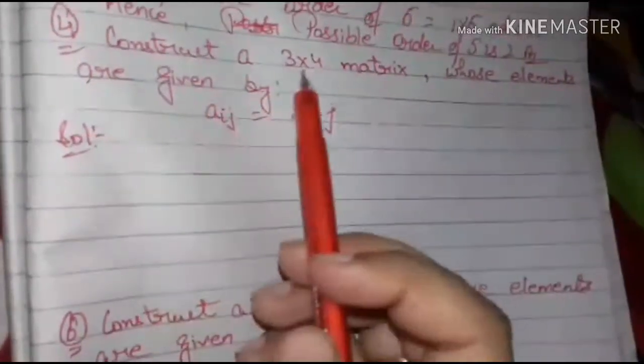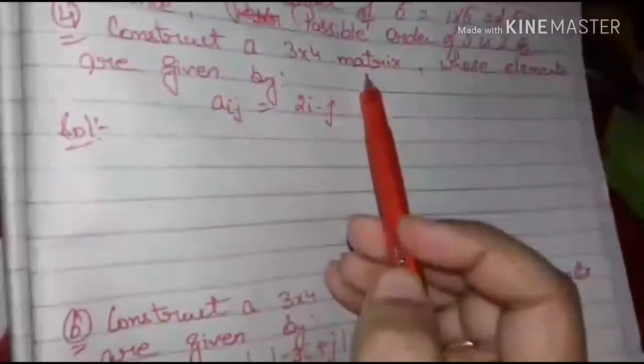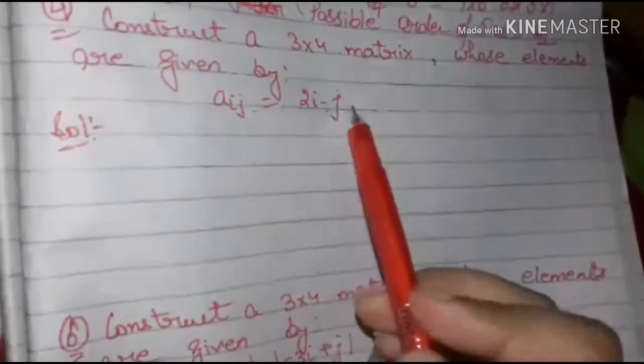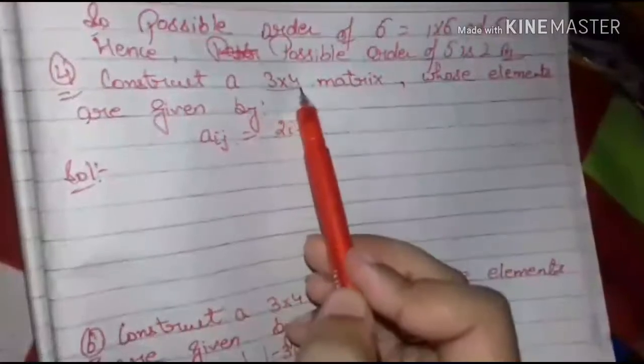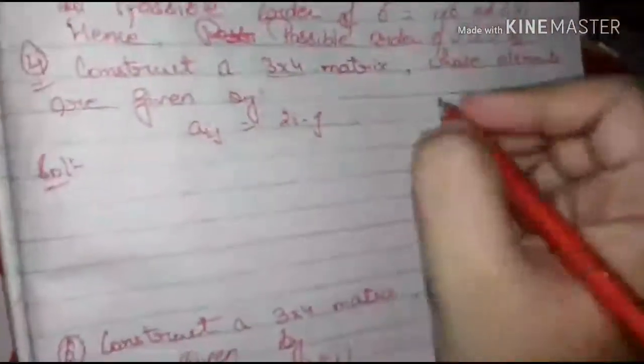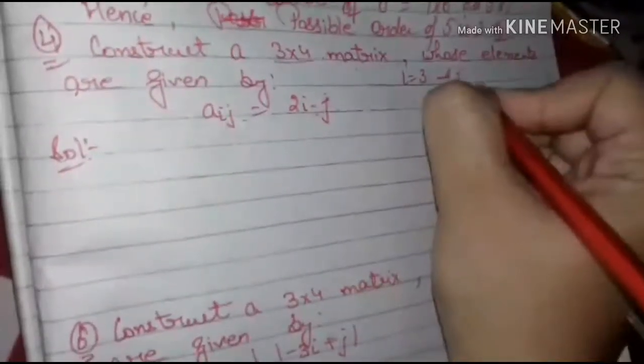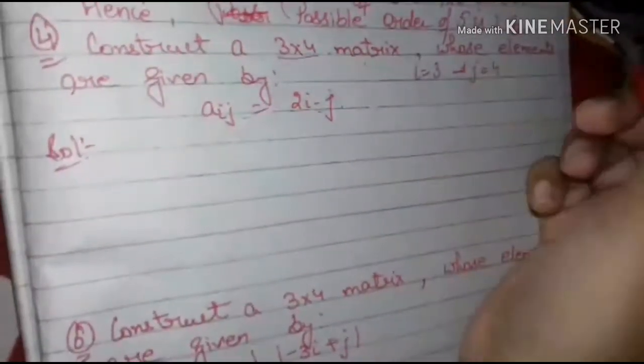We have a next example. Construct a 3 cross 4 matrix whose elements are given by Aij is equal to 2i minus j. So here we have a 3 cross 4 matrix. So i will be 3 and j will be 4.